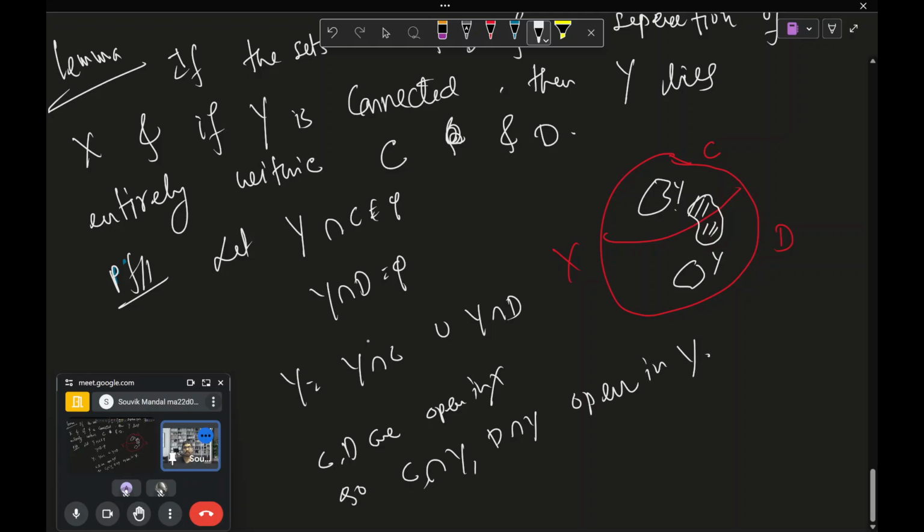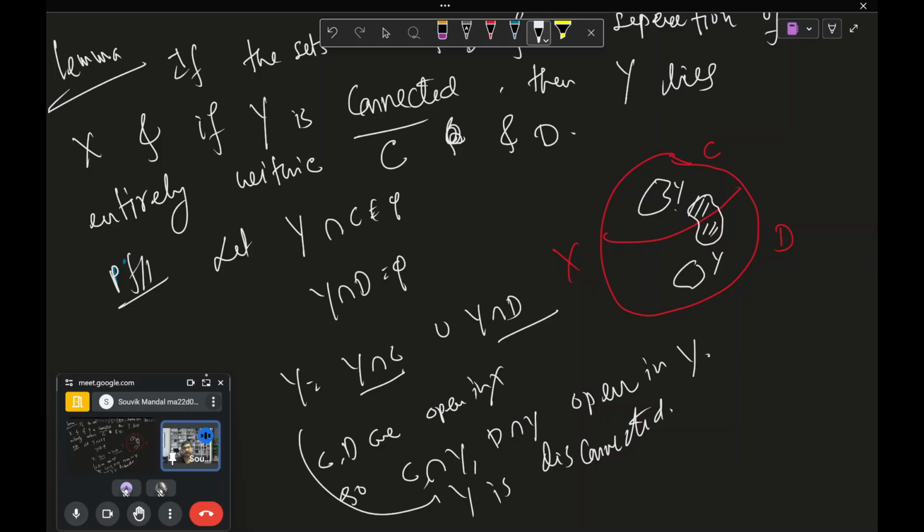So this implies what? This pair, Y intersection C and Y intersection D, forms a separation of Y. This means Y is disconnected, right? But it is given that Y is connected. So either Y intersection C is empty, that is Y lies entirely in D, or Y intersection D is empty, which means Y lies entirely in C. Do you understand the proof?